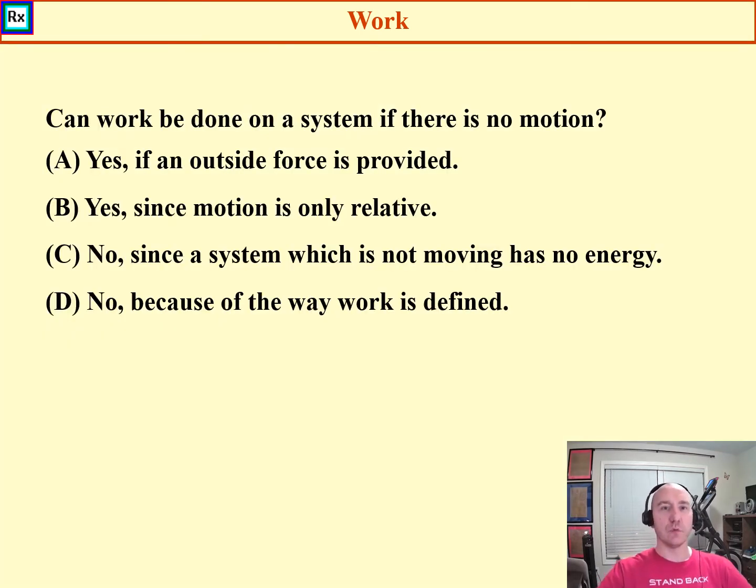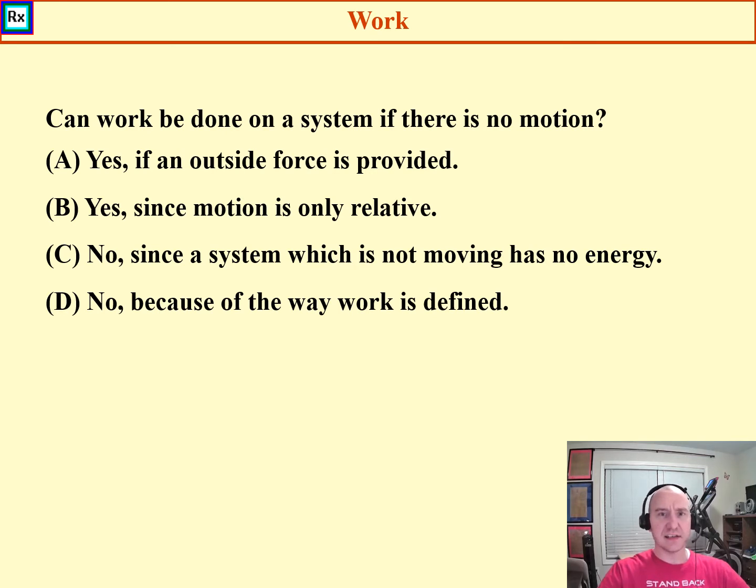All right, so can work be done on a system if there is no motion? Go ahead and answer this. All right, so if we don't have any motion, think about that. If we don't have any motion, then that means we don't have a displacement. And with no displacement, you're not going to have work done. So it's either going to be C or D.